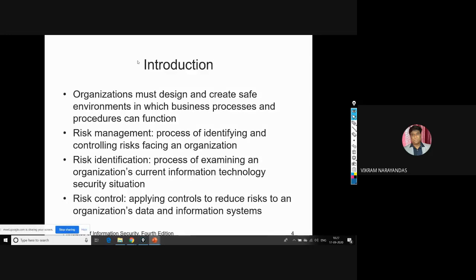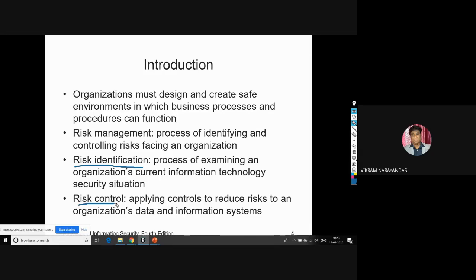Generally, organizations must design and create safe environments in which business processes and procedures can function. So what is risk management? Risk management is a formal process of identifying and controlling the risk facing an organization. Generally, risk management is nothing but the process of identifying and controlling risk facing the organization. This process is made up of two understandings. One is risk identification. Next one is risk control.